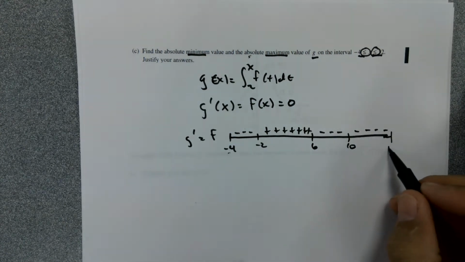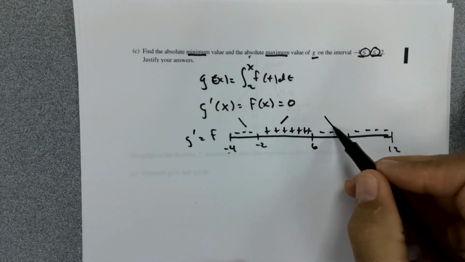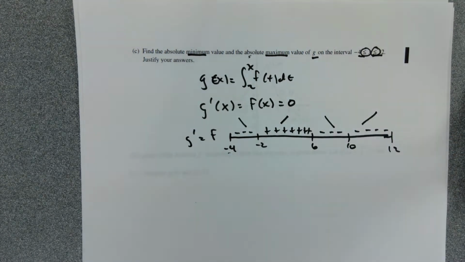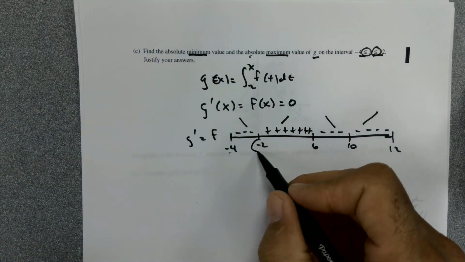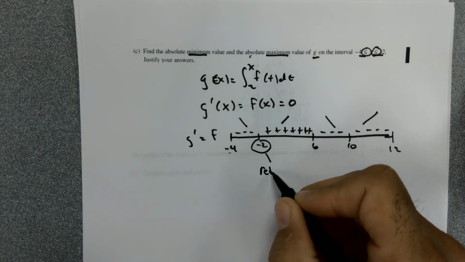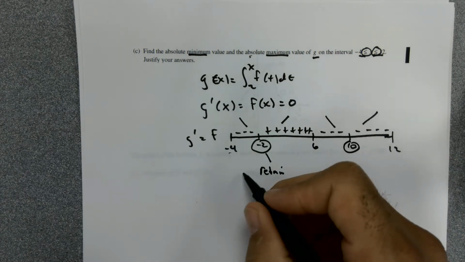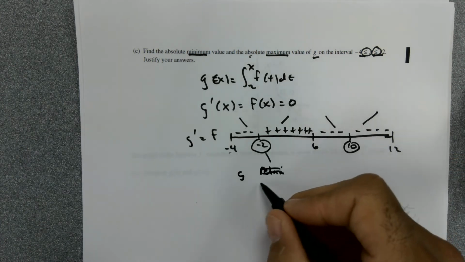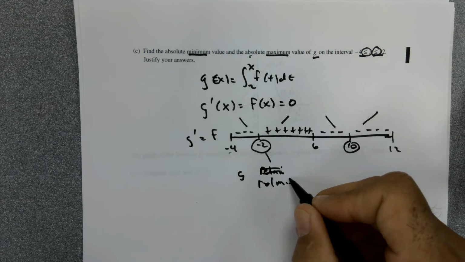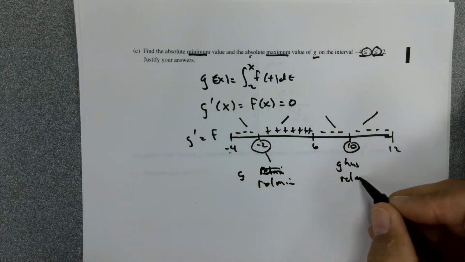So what that tells us is that g is decreasing here, then it increases, then it decreases, and then it increases. So what's that tell us? That means that g right here at -2 can have a relative min, and over here also. And g has relative min here.